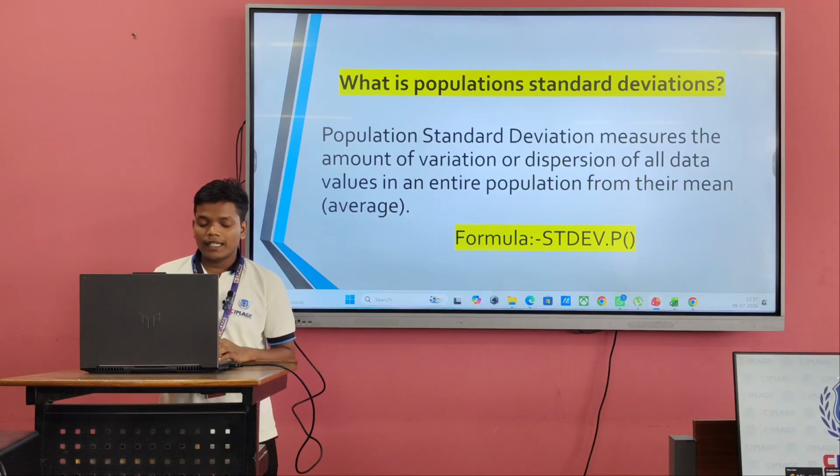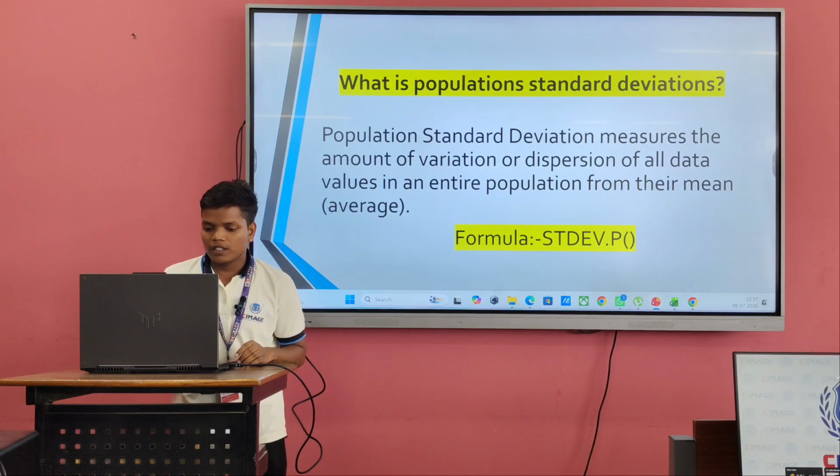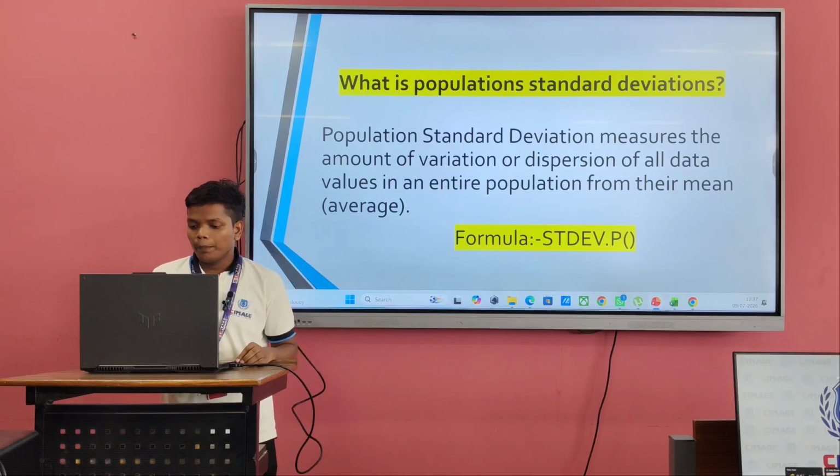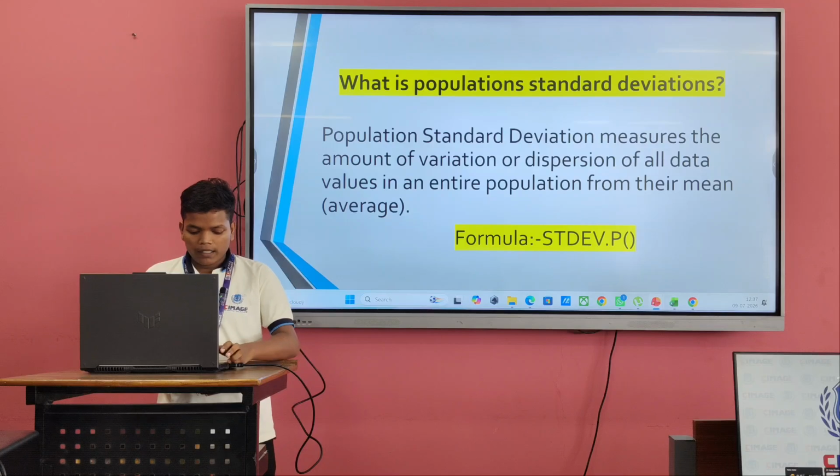So my next slide: what is population standard deviation? Population standard deviation measures the amount of variation or dispersion of all values in the entire population from their mean average. So let's go to the practical work.